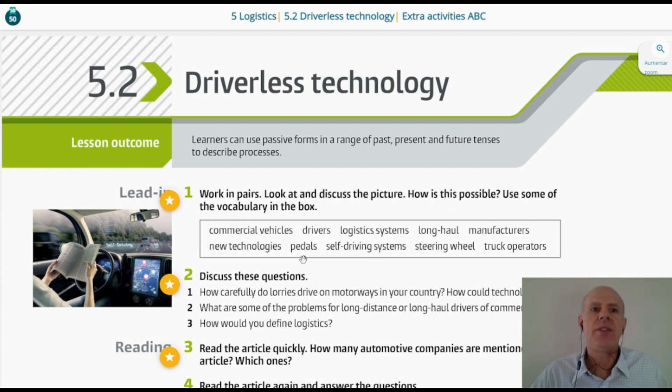Maybe for safety? I don't know. And the drivers, where are they going to be? Are there going to be drivers reading, watching films, but there if necessary? And what about the truck operators? What are they going to do?